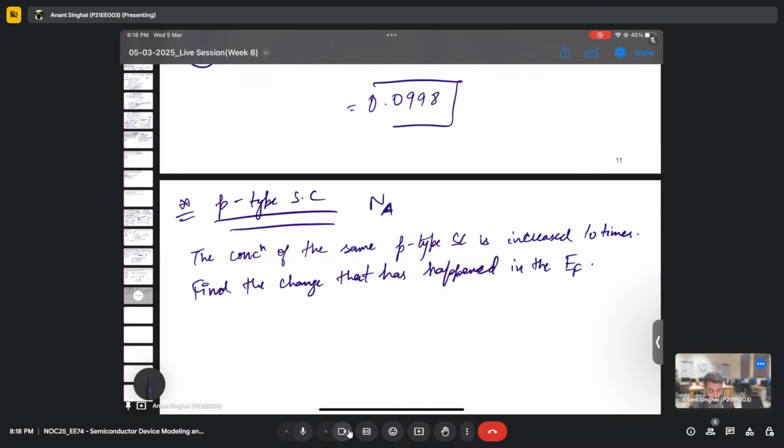Do you understand the question? The concentration of the same p dopant is increased to 10 times. Yes. So Na is increased to 10 Na basically. So we have to find the change in EF. Whatever change has happened in EF, you need to find. Take 2-3 minutes and let me know.